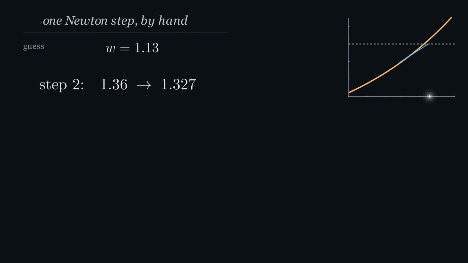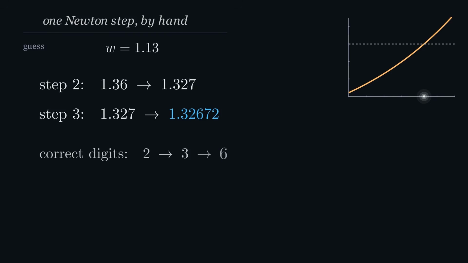1.36. Do it again, and I get 1.327. Once more, 1.32672. 3 steps of arithmetic, and I have 6 correct digits, and every step roughly doubles the digits. This is not computer magic. This is a pencil, a derivative, and patience.